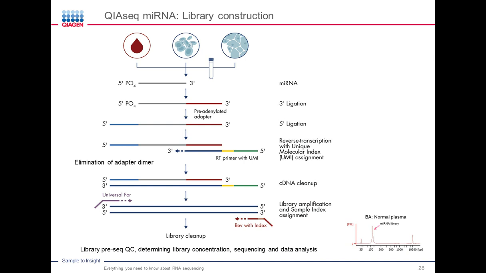You ligate adapters to the 3' end and the 5' end of the microRNA. And we add unique molecular indices during reverse transcription. And this RT primer basically targets the 3' adapter. At this stage, too, is where the Seek kit eliminates adapter dimers from the library. Following a cDNA cleanup, we then perform library amplification.